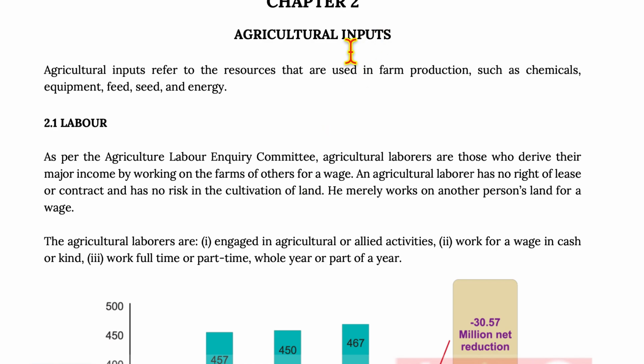Moving on to agricultural inputs. Agricultural input refers to the resources that are used in farm production, such as chemicals, equipment, feed, seed, energy, etc.